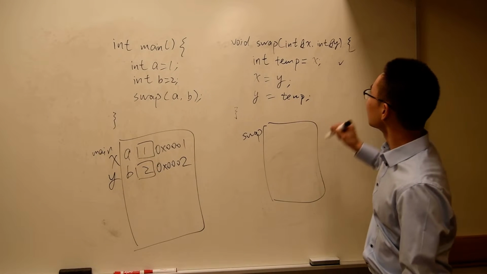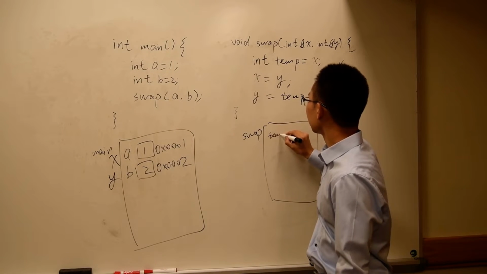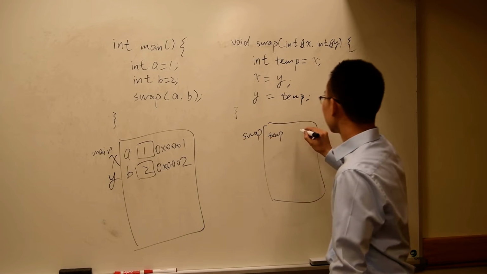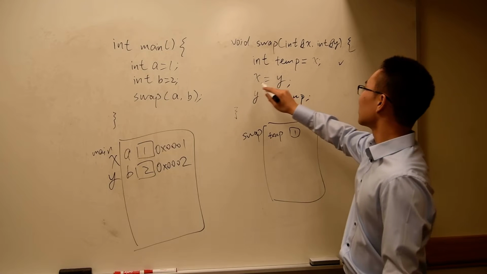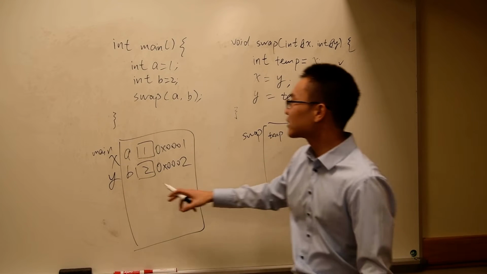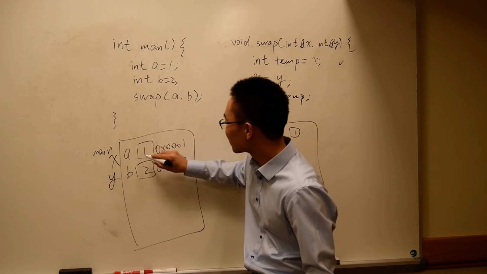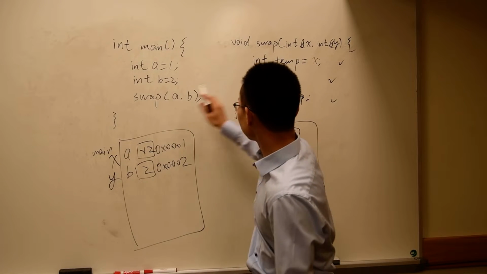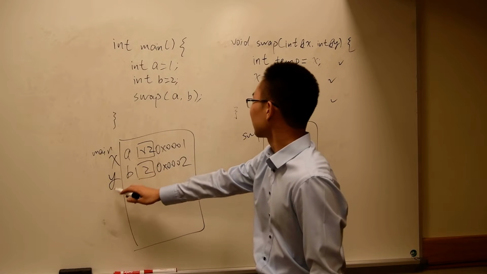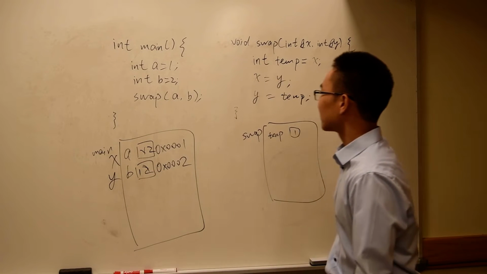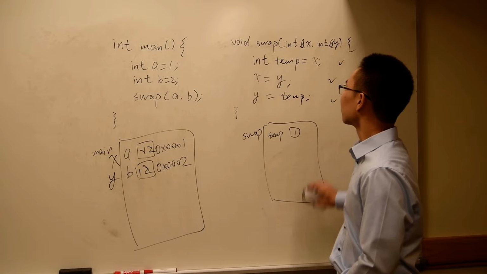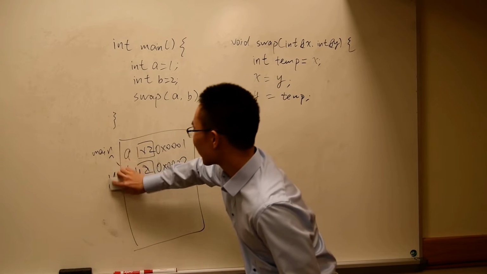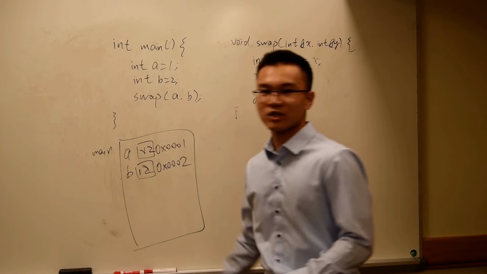And when this line of code runs, temp is set equal to x. What is x here? X is a new name for a, which is 1. And when we assign y to x, we're assigning b to a. When we assign temp to b, we swap the actual value of a and b. Stack frame goes away, scope ends, x and y go away, but the values of a and b are swapped.